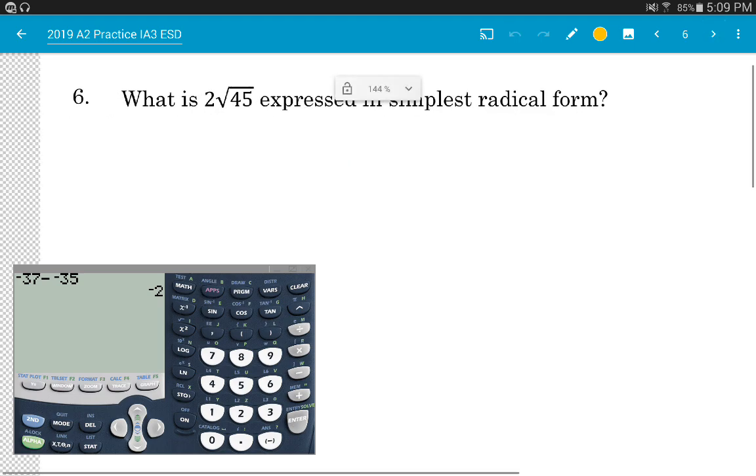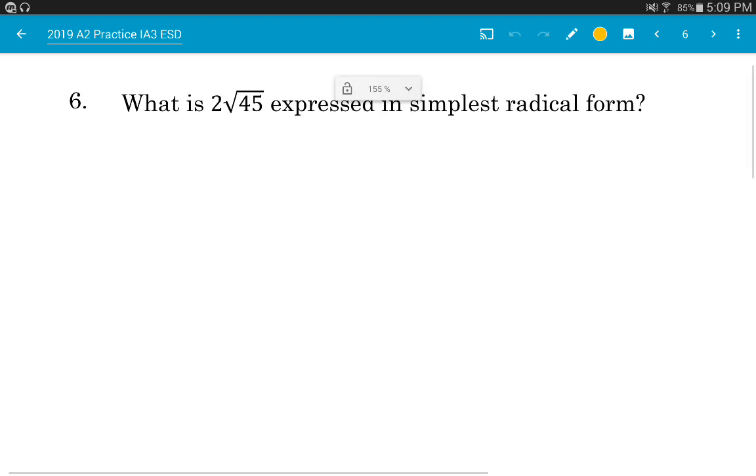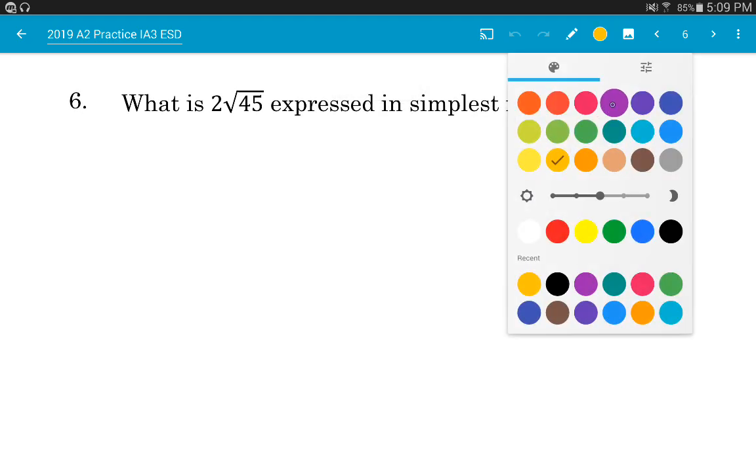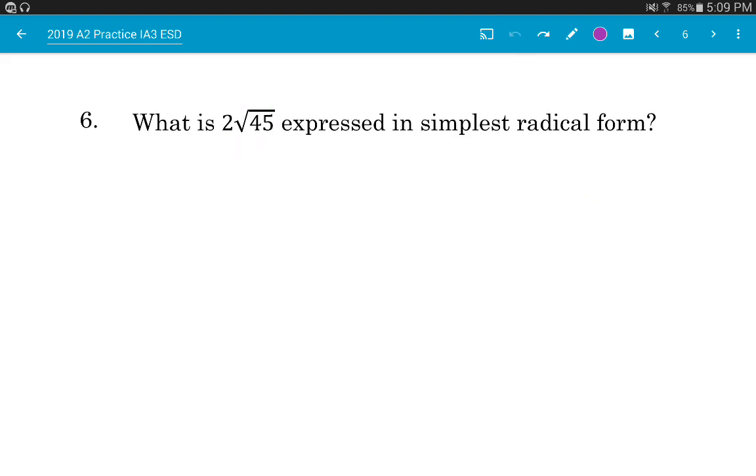Question 6. What is 2 radical 45 expressed in simplest radical form? Alright, let's see. Square roots tend to like perfect squares, so let's list those out. 2 squared is 4, 3 squared is 9, 4 squared is 16, and the list goes on. So 45 is divisible by 9. So I'm going to break this 45 into 9 times 5.